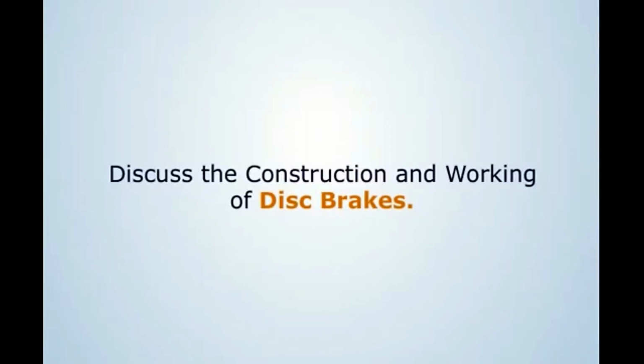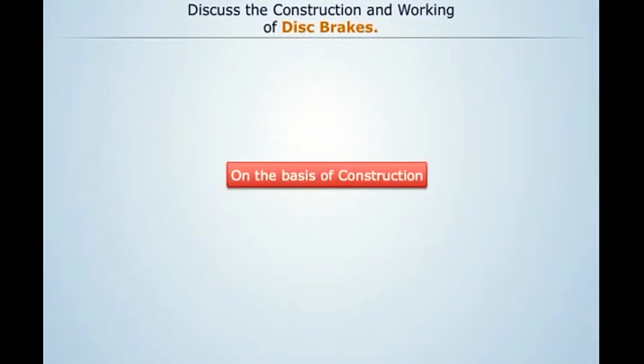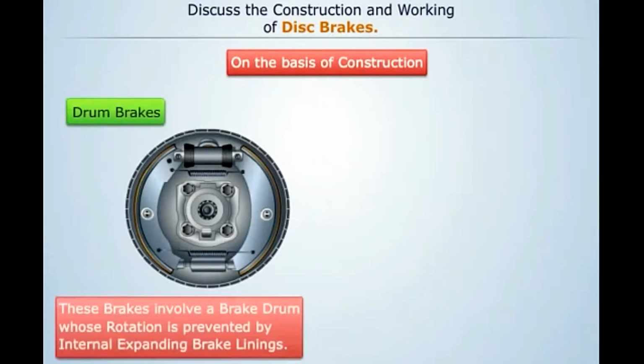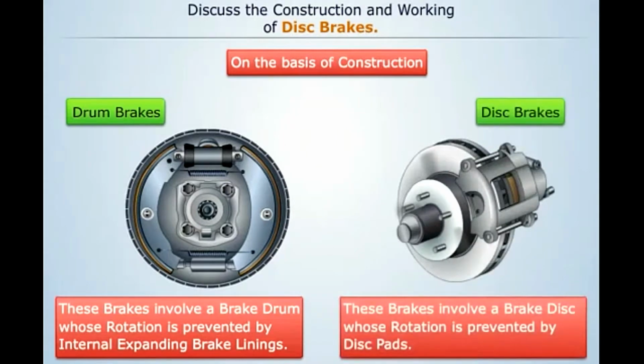Let us discuss the construction and working of disc brakes. We know that on the basis of construction, brakes can be classified into two types. Drum brakes: these brakes involve a brake drum whose rotation is prevented by internal expanding brake linings. Disc brakes: these brakes involve a brake disc whose rotation is prevented by disc pads. Now let us discuss disc brakes in brief.